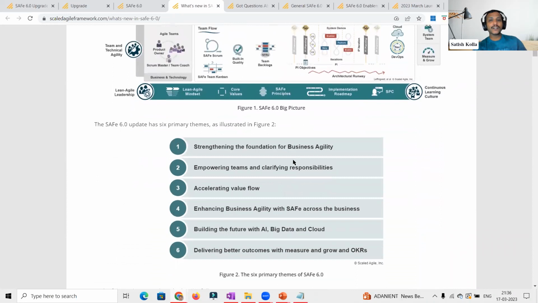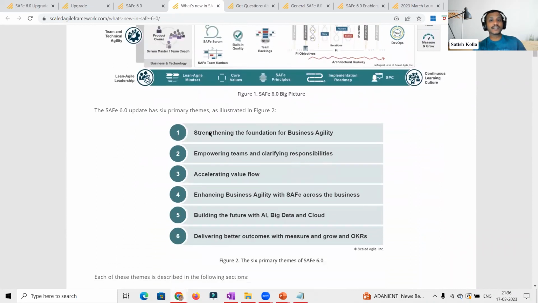So moving quickly into the changes, they are highlighted in 6 primary themes from the overall framework perspective. The first thing is business agility, the foundation of business agility. Business agility was introduced as part of version 5. It is not a new thing, but the only thing the Scaled Agile team did is they highlighted the importance and the relevance of it, the operational value stream was brought into business agility, and then the relevant changes are being done.